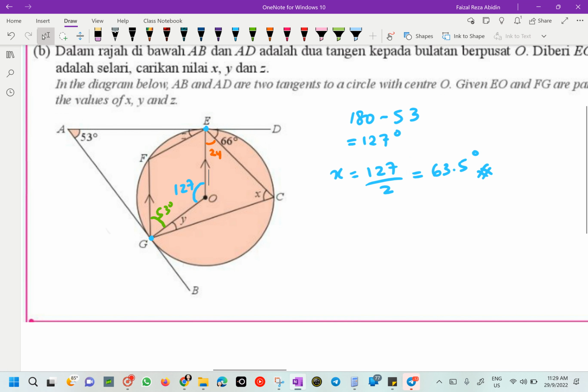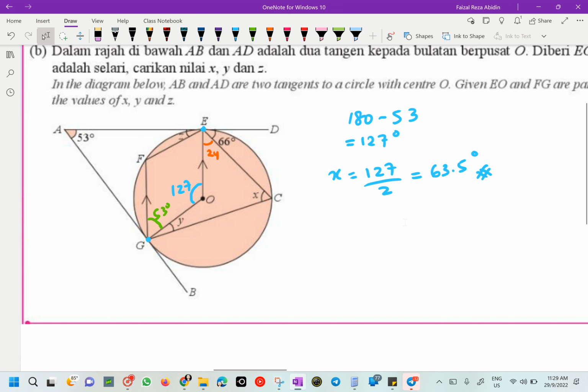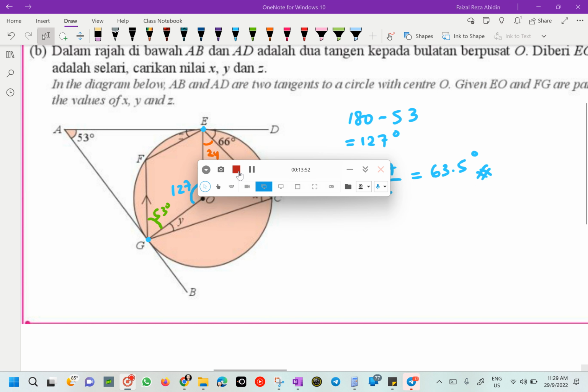Okay. Because we have X, Y, Z over here, we just only did X here. Part 2, we are going to continue to our Y and Z. Okay, thank you.